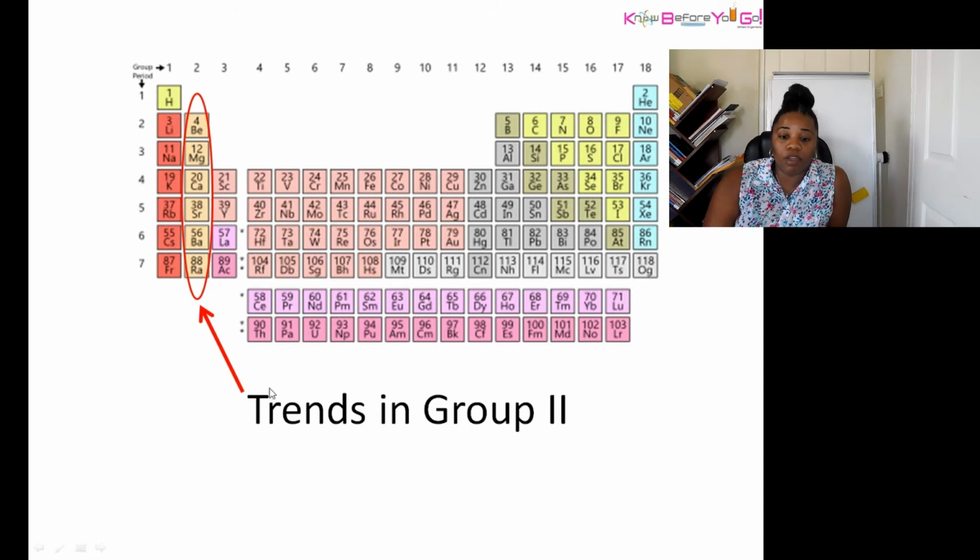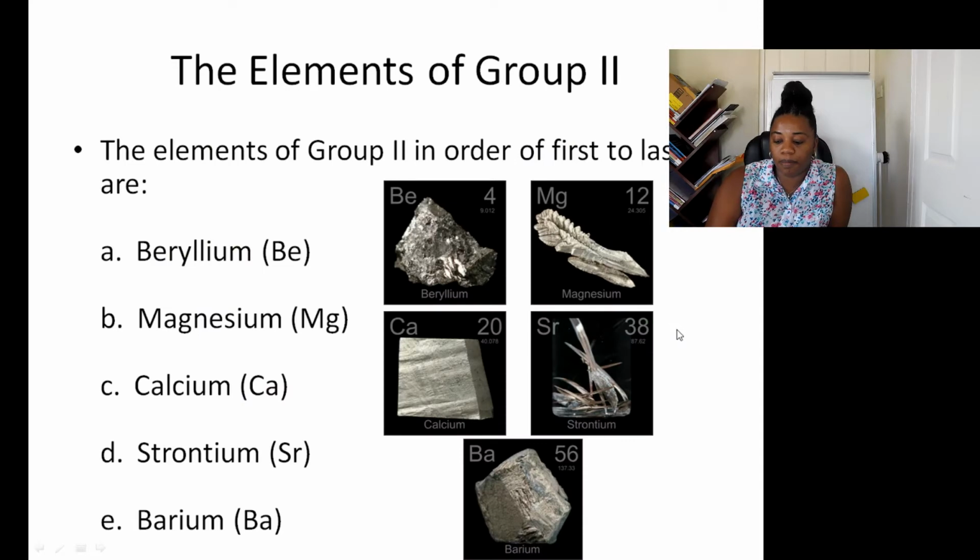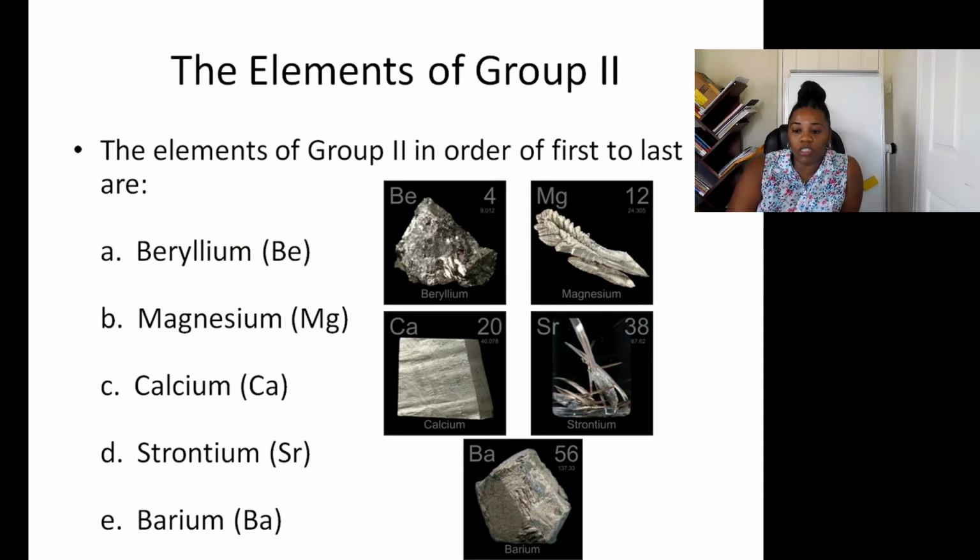So again, group 2, this is a circle right here, put my little red arrow, and we're going to investigate the trends in group 2. The elements of group 2 in order of first to last are beryllium, magnesium, calcium, strontium, and barium. And that is where we stop, because anything after that is so overly reactive, it just is too much.